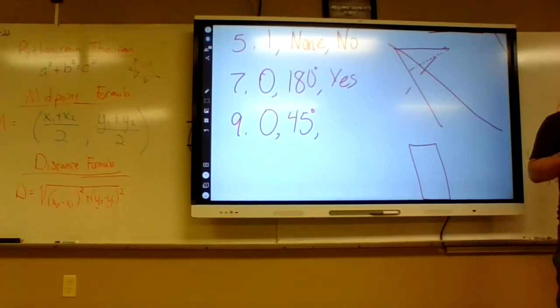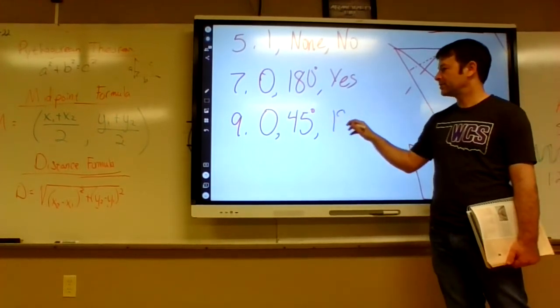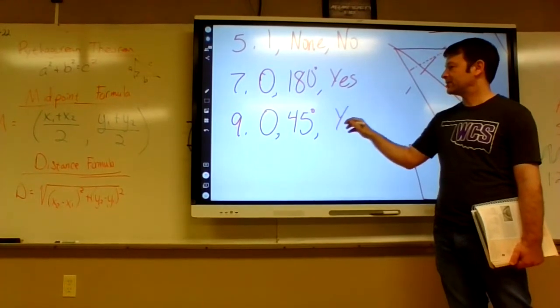Okay, does it have point symmetry? Yes. 45 plus 45 is 90, plus 45 plus 45 is 180. So eventually it will look the same. Whoops, my bad. Just put yes.